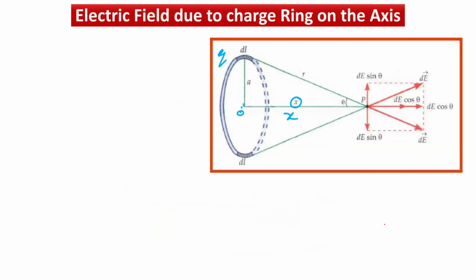Now the next topic is the electric field due to a charged ring on the axis. This diagram is shown clearly.